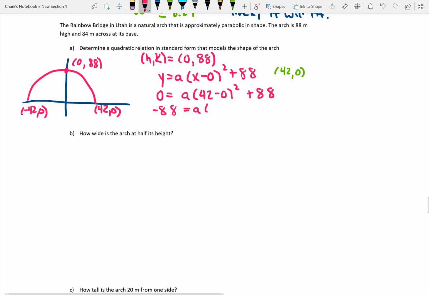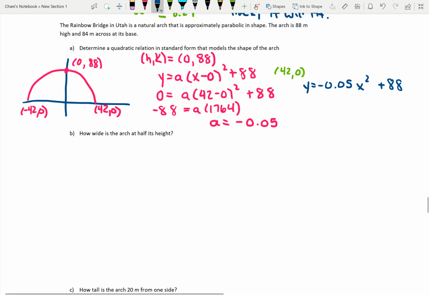Okay, 42 squared is 1764. Divide both sides by 1764, and I get that my a value is negative 0.05. So that means in vertex form, my equation is y equals negative 0.05 x squared, because it's x minus 0, so I can just put that to x squared plus 88. So actually, because the vertex is on the axis, by putting it in vertex form, it actually already is in standard form as well. That will happen when your vertex is on the y-axis.